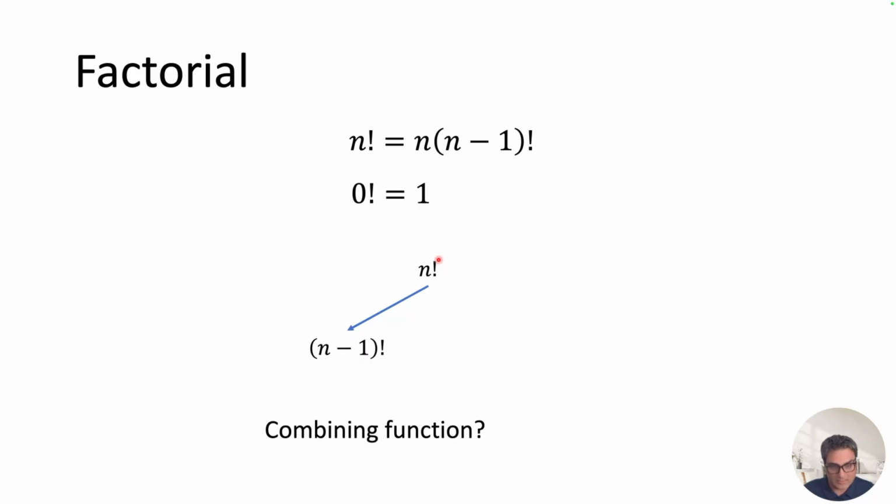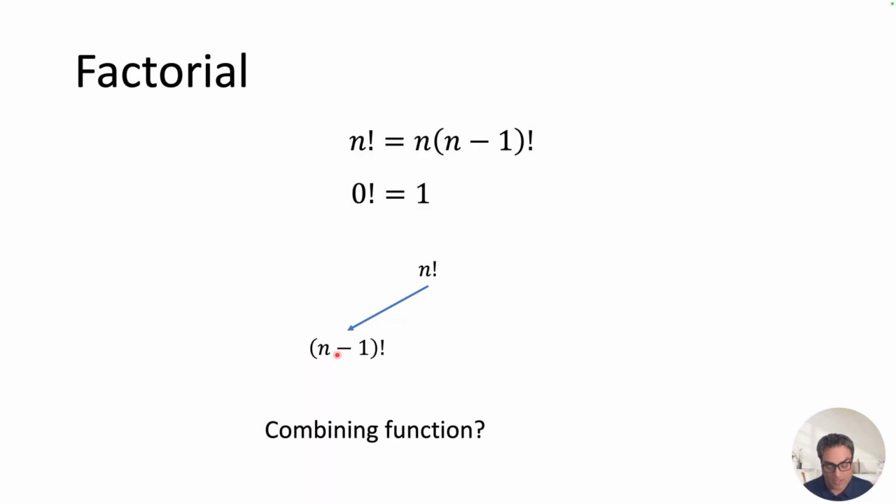So if factorial is a function and you call it with the parameter n, in order to solve this, your subproblem would be n minus 1 factorial. So notice the recursion here. And again, notice that our recursion is really a chain or a linked list and not a tree. What is the combining function here?